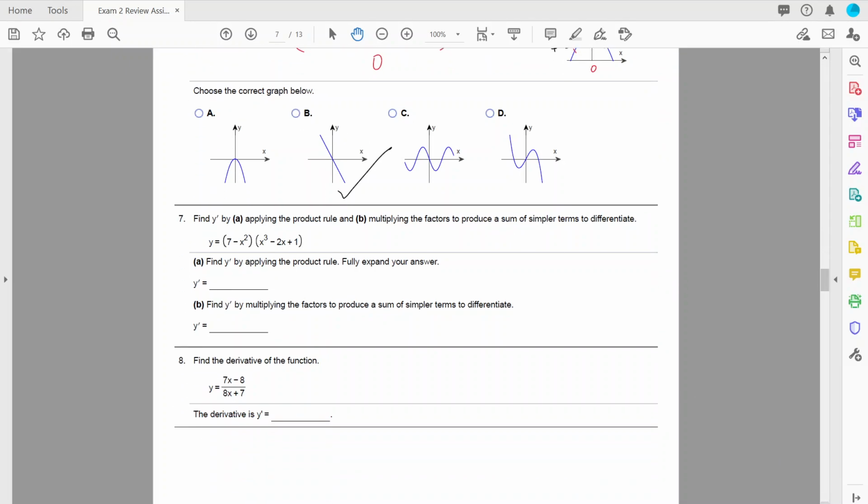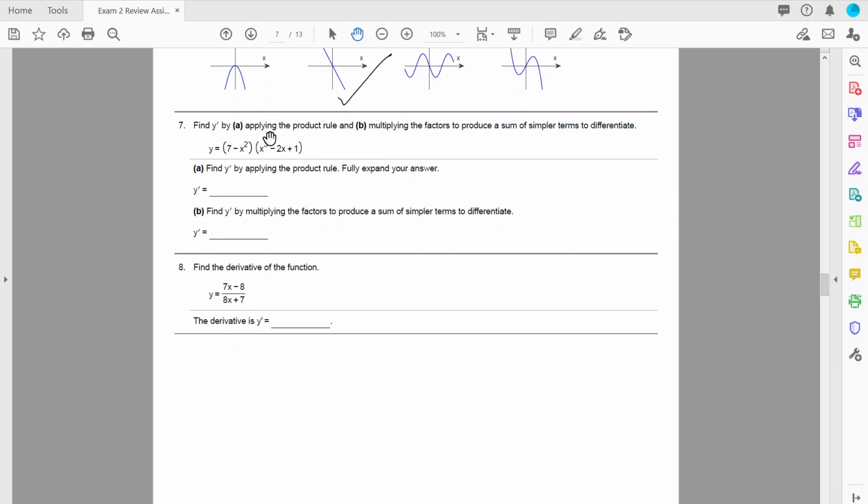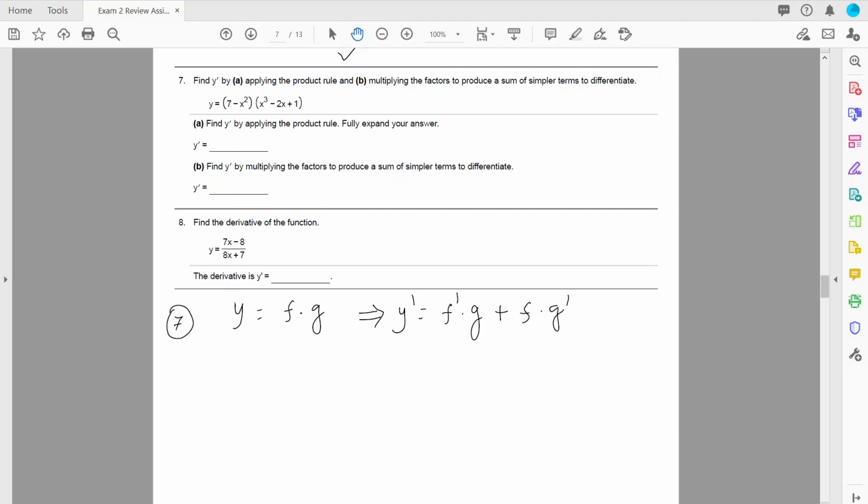Let's go to the next problem, problem 7. We need to find the derivative by using the product rule, and another way is to just distribute and find the derivative. Okay, so let me do this number 7 here. If you have y equal to one function times another function, by using the product rule, the derivative is the derivative of the first function times the second one plus the first function times the derivative of the second one. So here in this problem, the first function f is 7 minus x squared, and the second function g is x cubed minus 2x plus 1.